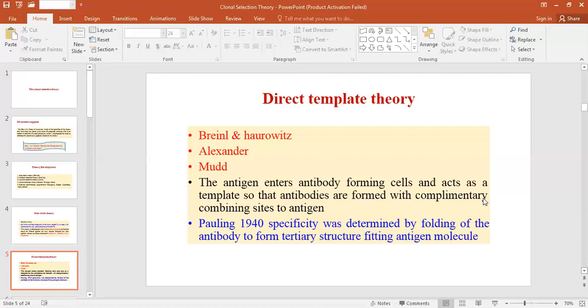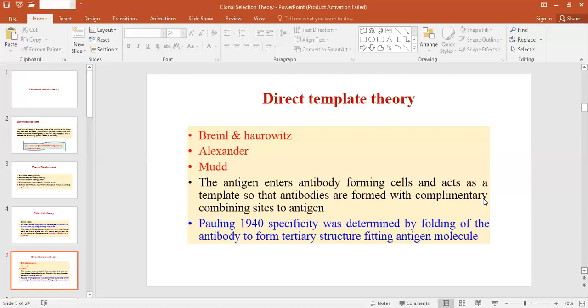But in the 1940s, Linus Pauling showed that specificity was determined by folding of the antibody to form a tertiary structure fitting the antigen molecule. Actually, Linus Pauling was a crystallographer who was trying to predict structures of several protein molecules. His prediction, from the derived X-ray crystallographic data, was that antibodies and proteins fold to form tertiary structures fitting the antigen molecule. So selective theories resurfaced as a result of new experimental data.